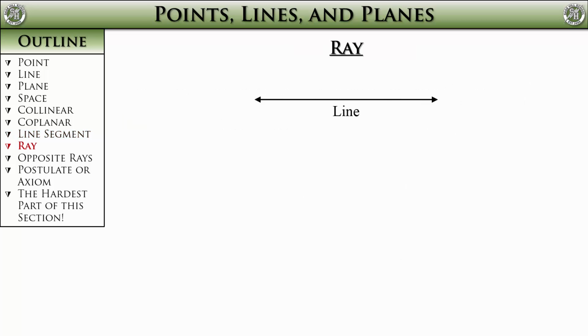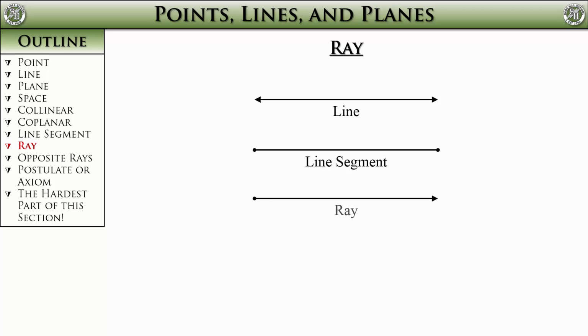Next up on the vocabulary list is ray. We did a line that went forever in 2 directions. We also did a line segment which stopped in both directions. A ray is what's in between those 2 things. Instead of going forever in 2 directions or stopping in both directions, a ray has one endpoint and then goes forever in one direction. Imagine it as a laser pointer.